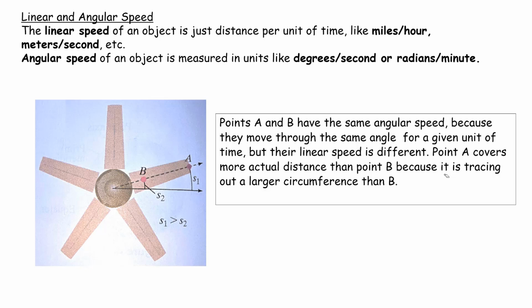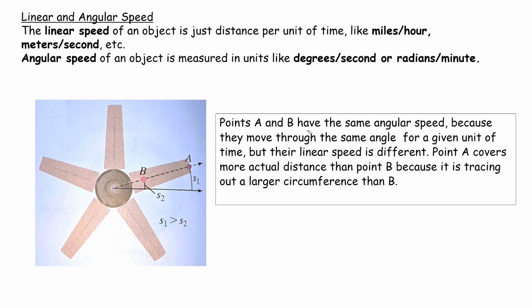Okay, so if you look at this picture of this ceiling fan and you've got these 2 points on there, B and A, if the fan spins around one time, A is going to go further than B will, because A is way out on the edge of the fan and it goes through a big circle. B only goes through a small circle. So they both go 360 degrees.